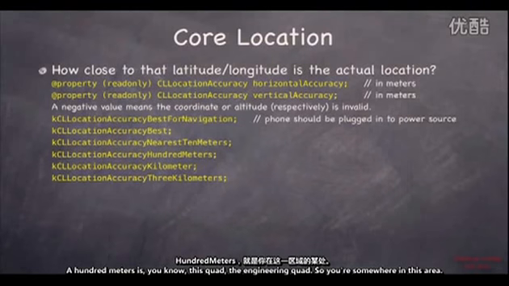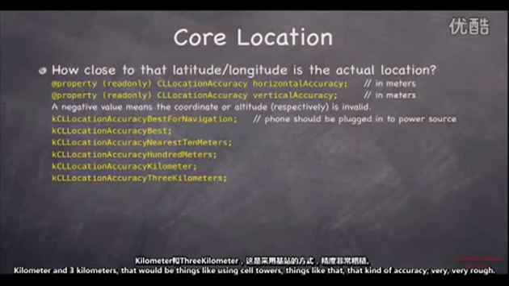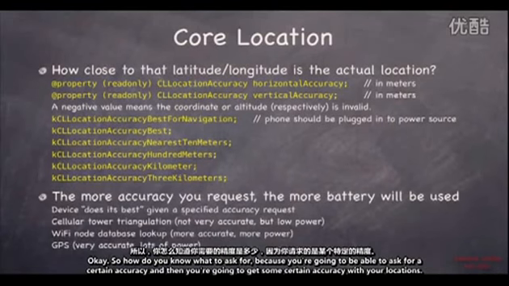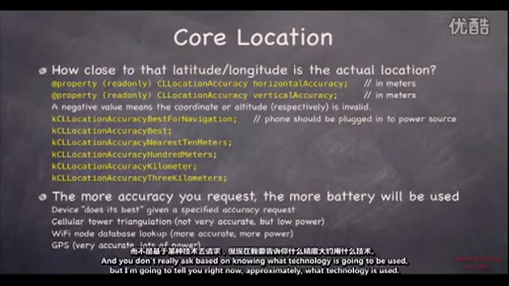100 meters is this quad, the engineering quad, so you're somewhere in this area. Kilometer and 3 kilometers, that would be things like using cell towers. That kind of accuracy is very, very rough. Okay? So how do you know what to ask for? Because you're going to be able to ask for a certain accuracy, and then you're going to get some certain accuracy with your locations.